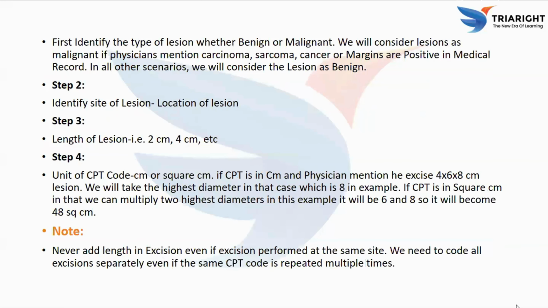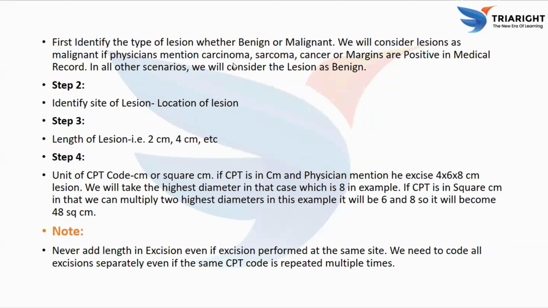So what are the steps? What is the step-by-step approach for excision coding? Step 1, you have to first identify the type of lesion, whether it's benign or malignant. This is the first and most important step because CPT code ranges are different.